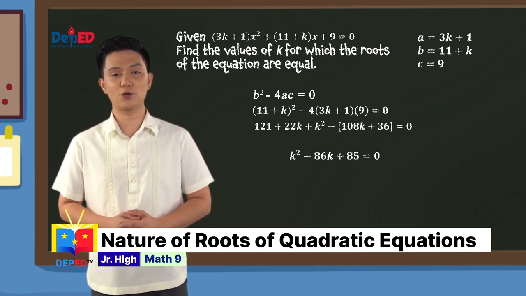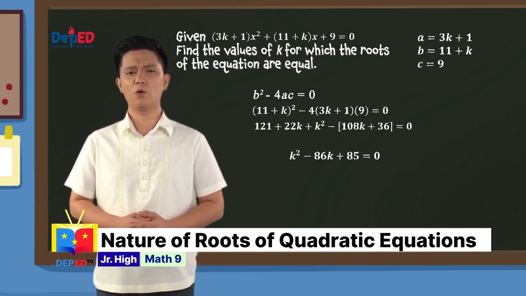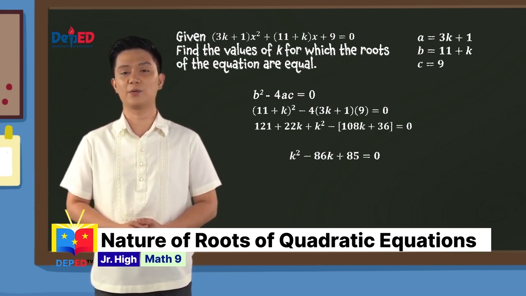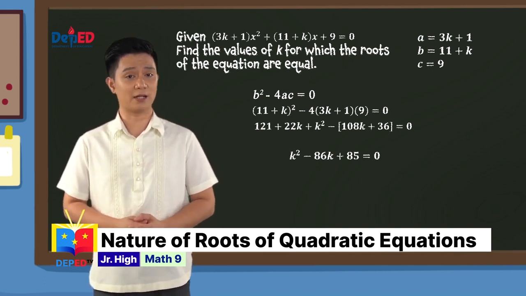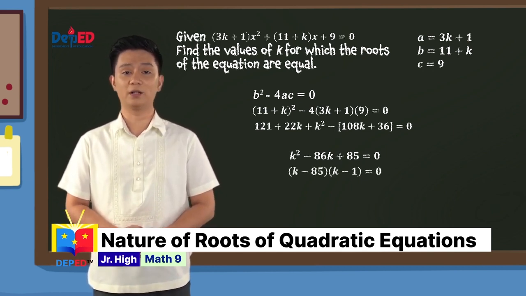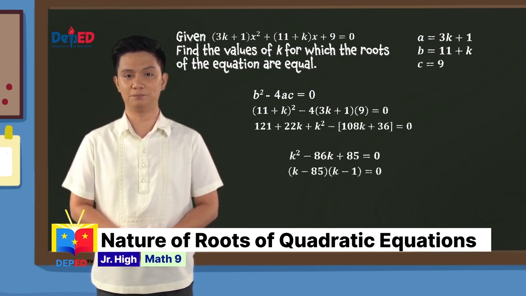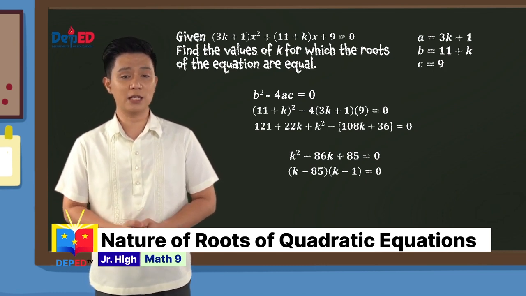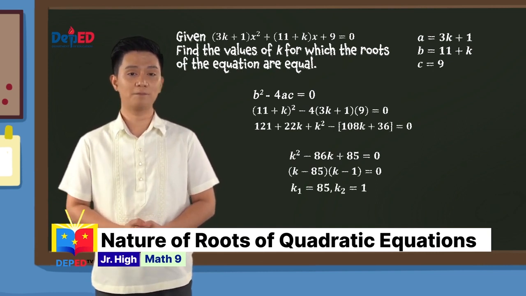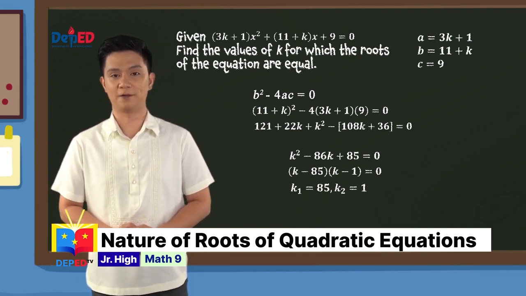So, we have to solve the quadratic equation to identify the value or values of k. What method do you prefer to use? I opt to solve it by factoring. Could you also solve it by factoring? So here are the factors. The binomials k minus 85 and k minus 1 set equal to 0. Then, by applying zero product property, what are the values of k? They are k sub 1 is 85 and k sub 2 is 1.